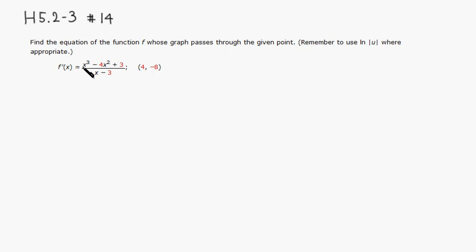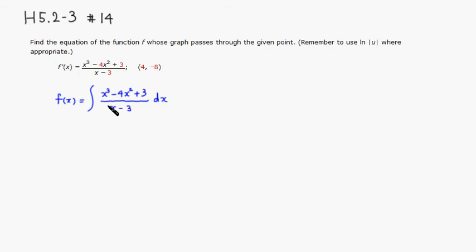Since the derivative is given, in order to find the original function f of x, basically we need to take the antiderivative. So let's take the antiderivative of this fairly complicated function: x cubed minus 4x squared plus 3, divided by x minus 3, with respect to x.